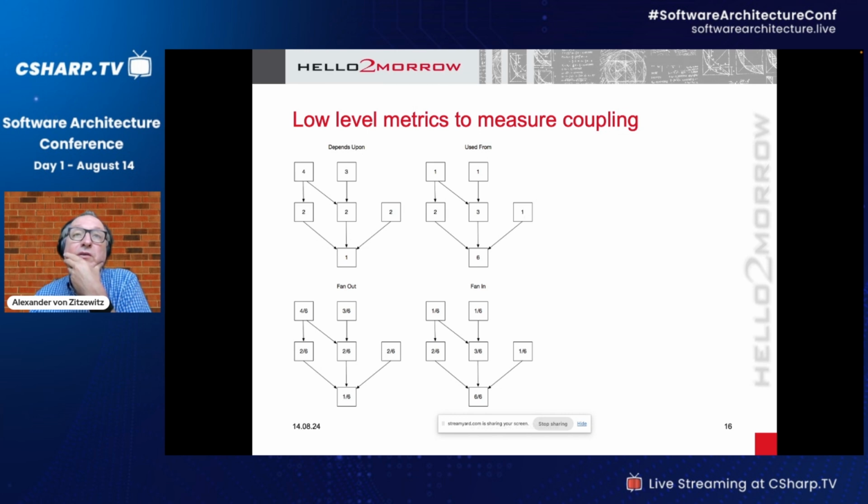The funny thing is, and necessary by mathematics and graph theoretical reasons, if you add up the depends upon values and the used from values from the same graph, you always get the same number. In our case, it would be 3 plus 3 is 6, 12, 14. And here we also have 14, if you add it up quickly. So same number. And then we can normalize those numbers, divide by the number of boxes, which gives us a metric, fan out or fan in here.